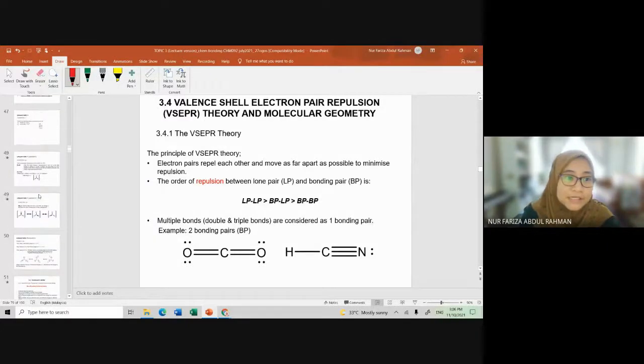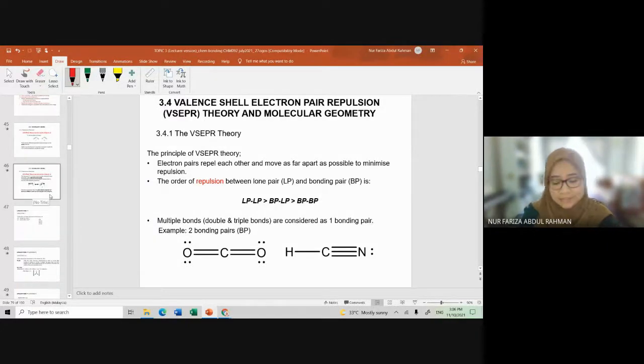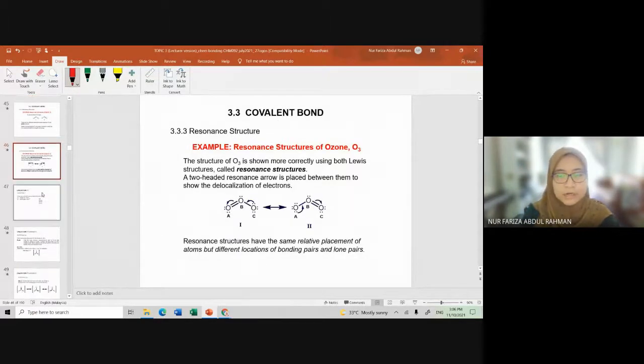So in our last lecture before we had our holiday break, we stopped at resonance structure. You have learned how to draw the Lewis structure, and from the complete Lewis structure, we will proceed to resonance structure if there is any. Sometimes we don't have resonance structure for molecules. Sometimes we do have resonance structures.